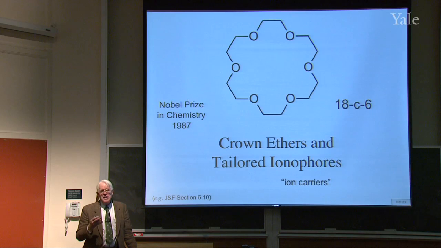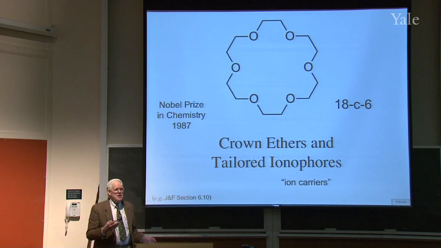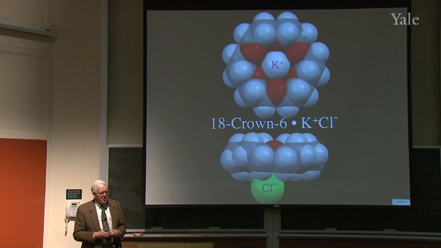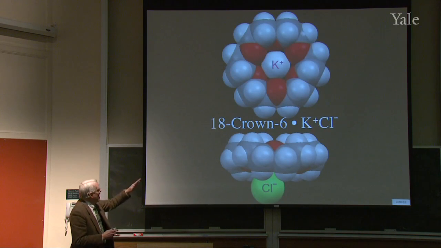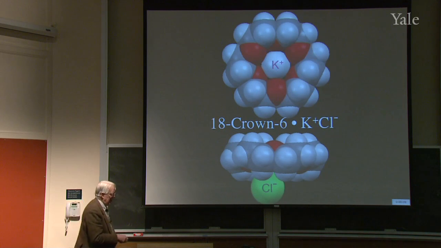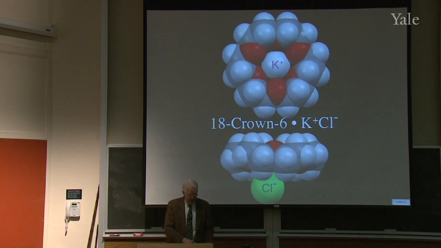Ionophore means an ion carrier. The Greek root phorus means to carry things. So these things are able to carry ions. Let's see how that works. So here's 18 crown 6 viewed from the top and from the side with potassium chloride. And you see the potassium is held inside. I'll pass this around so you can see it.